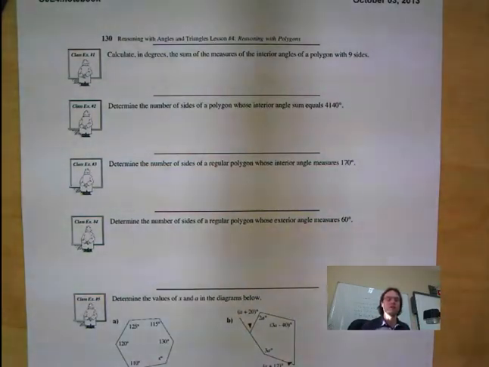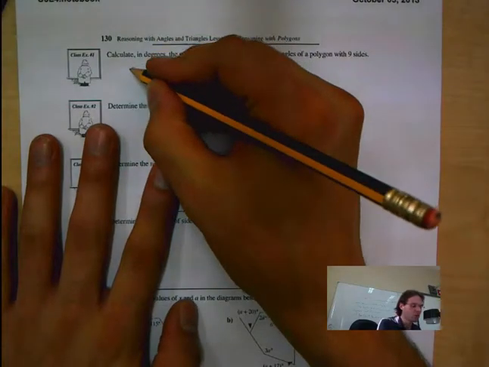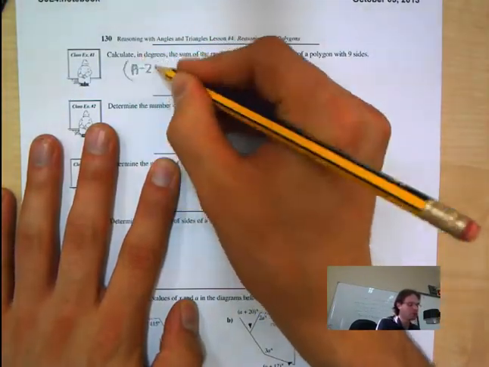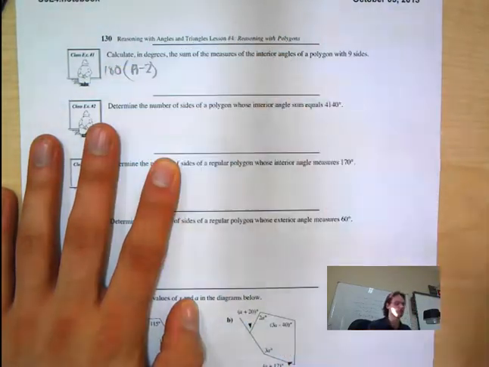in it, right? 7 triangles. The sum of each triangle is equal to 180. So it's really 180 multiplied by 7. But we're going to use a formula here. So we have (n minus 2) multiplied by 180 gives us our sum.